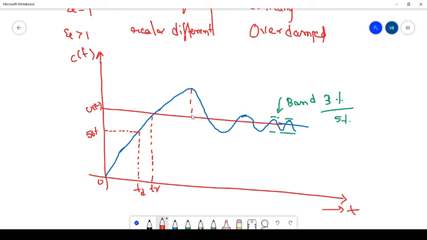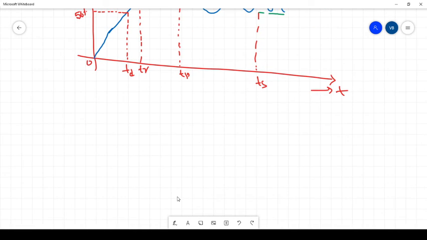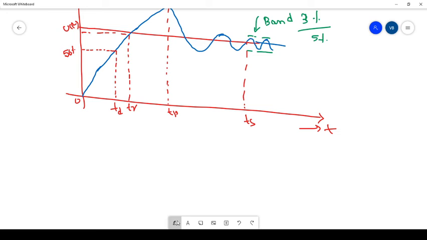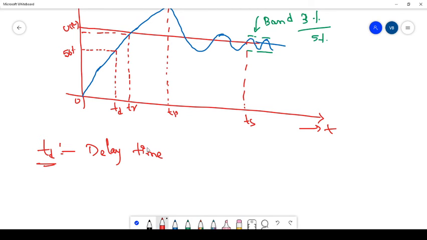TR, TP, and the next one, TS. So these are the times we are going to define. First, TD. TD is called the delay time. How are we going to define the delay time? The time taken for the output signal, this is the output signal, the blue line indicates the output, to reach 50% of our input.